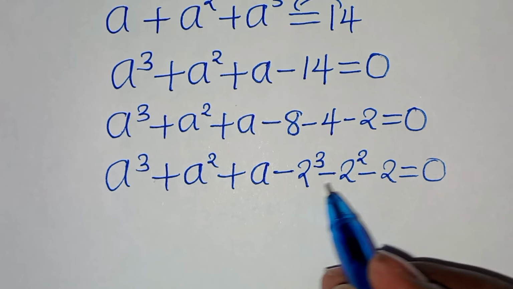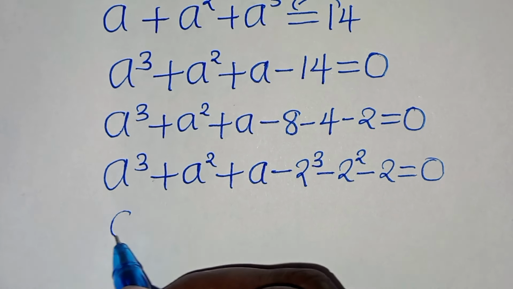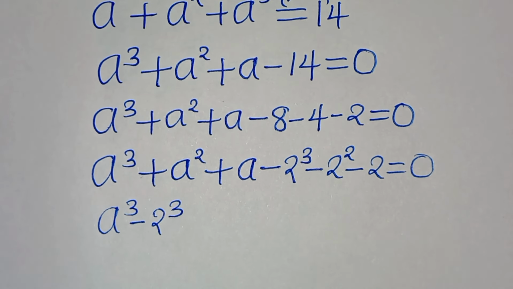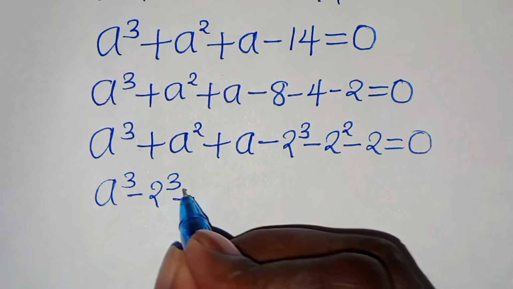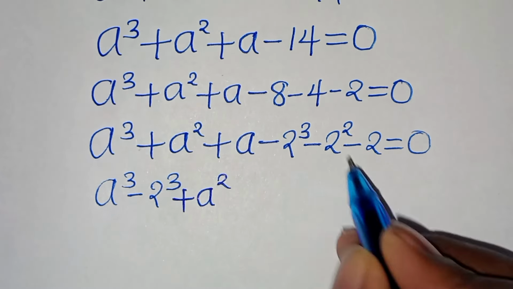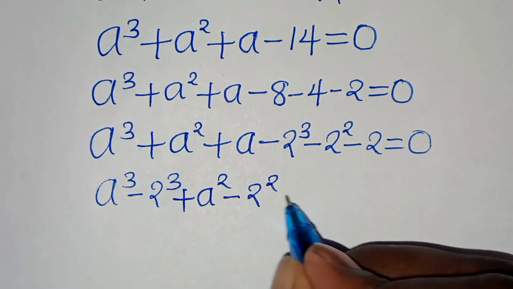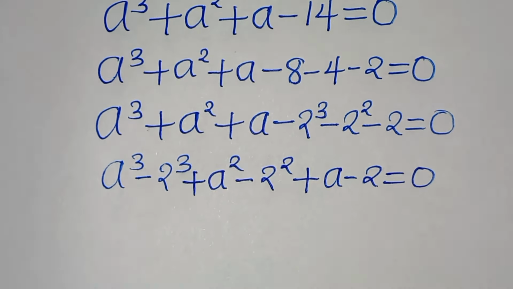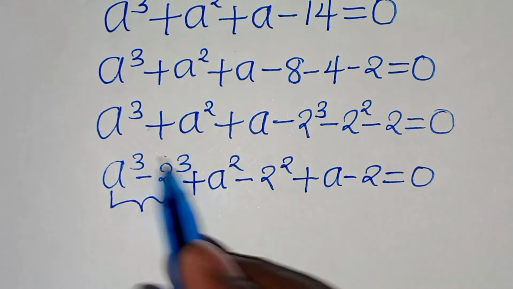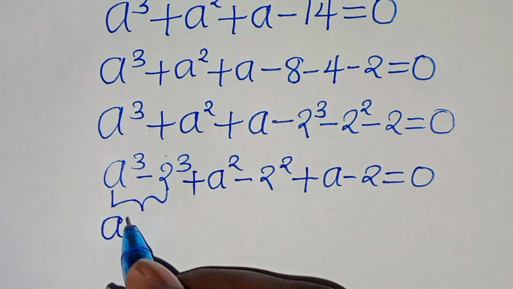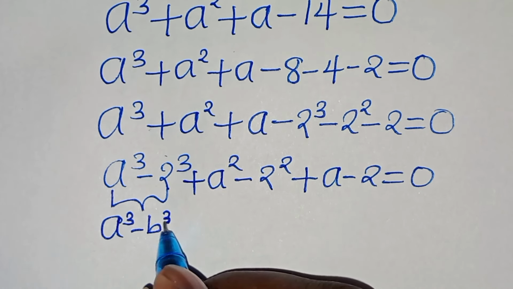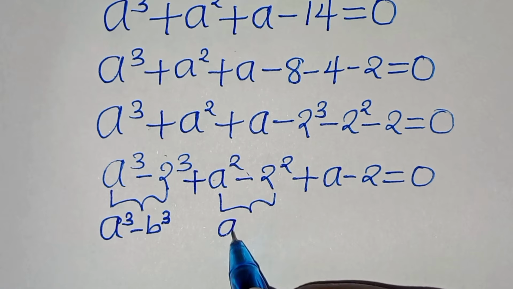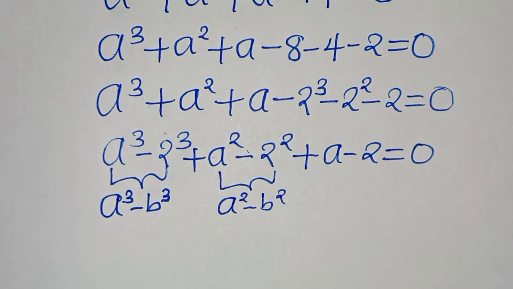So we have a to the power of 3 and 2 to the power of 3 here. So we have a to the power of 3 subtract 2 to the power of 3 plus a to the power of 2, then minus 2 to the power of 2, then plus a minus 2. This is equal to 0. So this particular part here, this is the difference of two perfect cubes expressed as a to the power of 3 minus b to the power of 3. The second part here, this is the difference of two perfect squares expressed as a squared minus b squared.